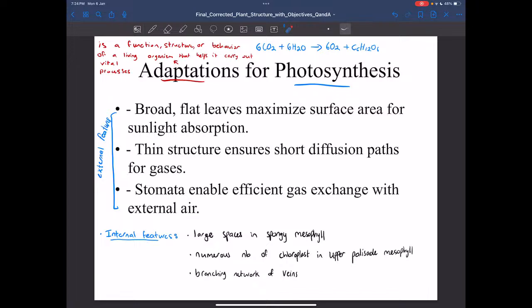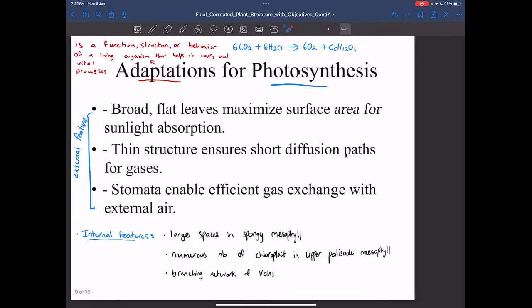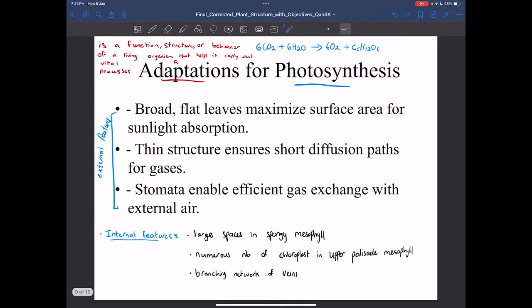And these adaptations have come in two forms. We have external features and internal features. Now, if you look at the external features, usually plants have broad, flat leaves. Why? To maximize their surface area for sunlight absorption. Also, the leaves have a thin structure. Why? To ensure a short diffusion path for gases.